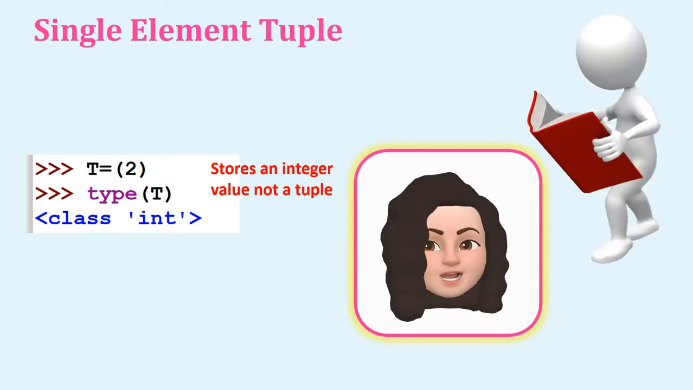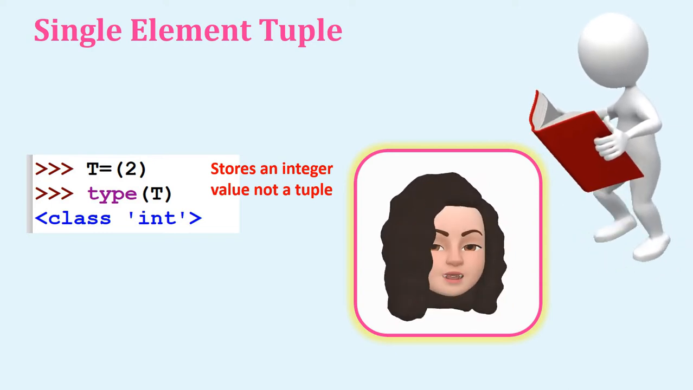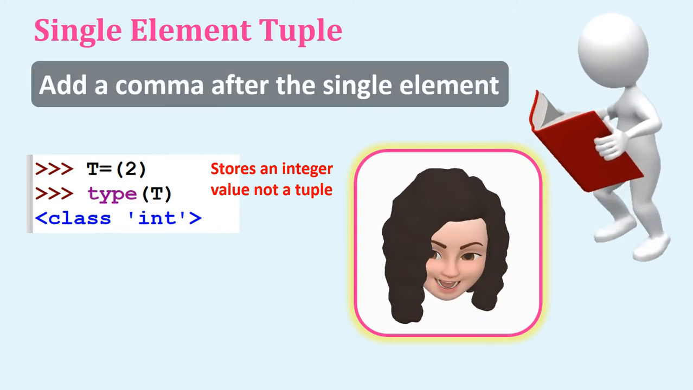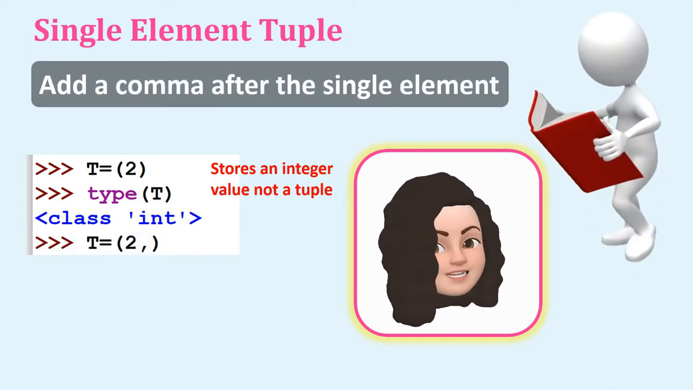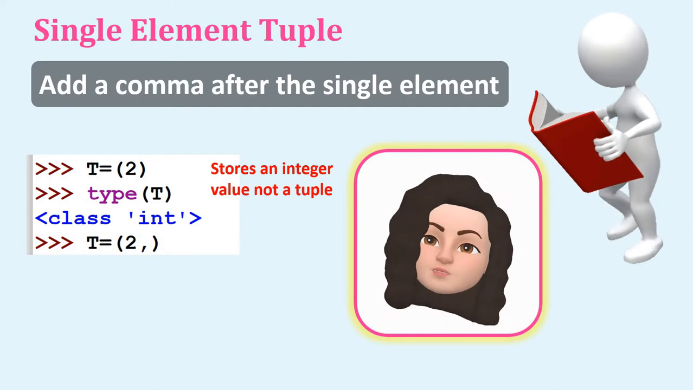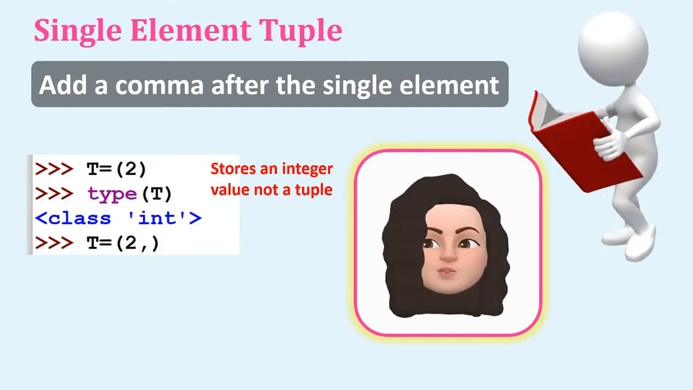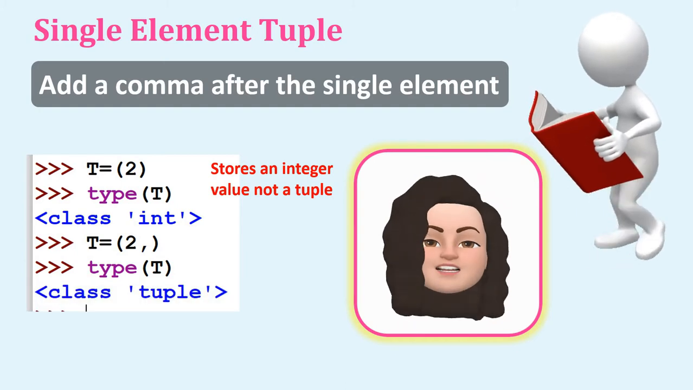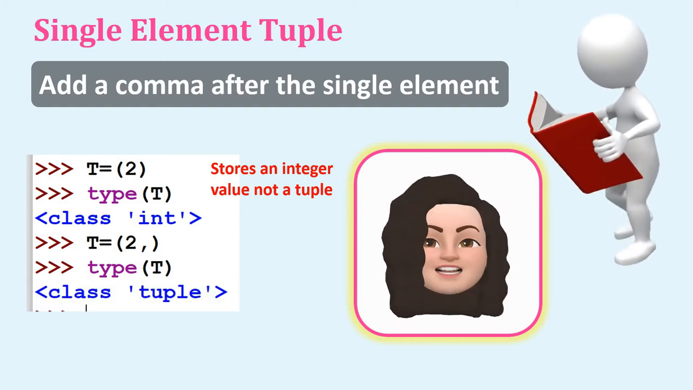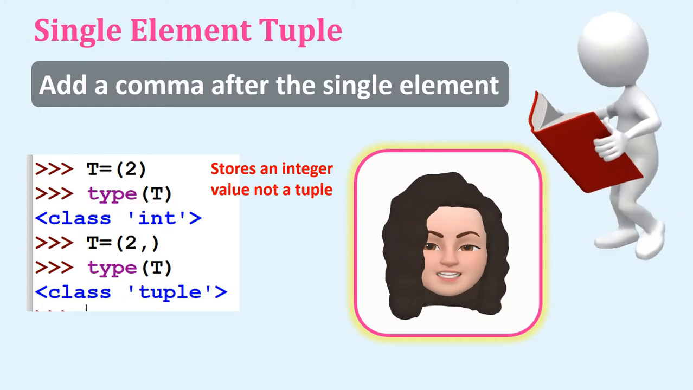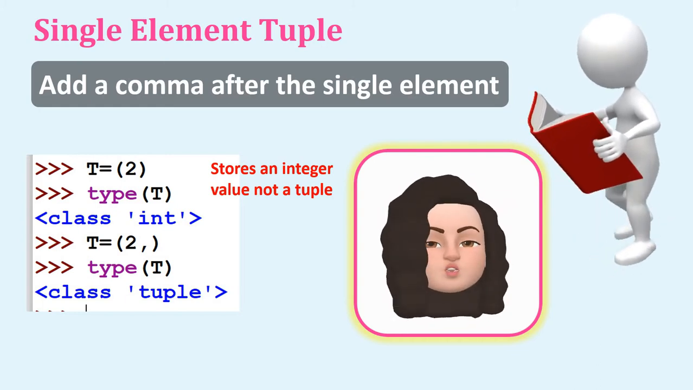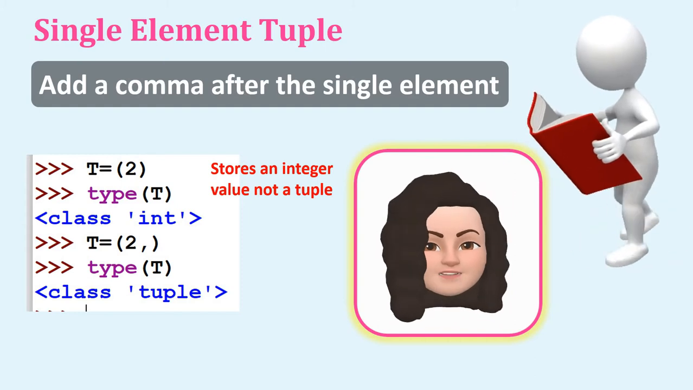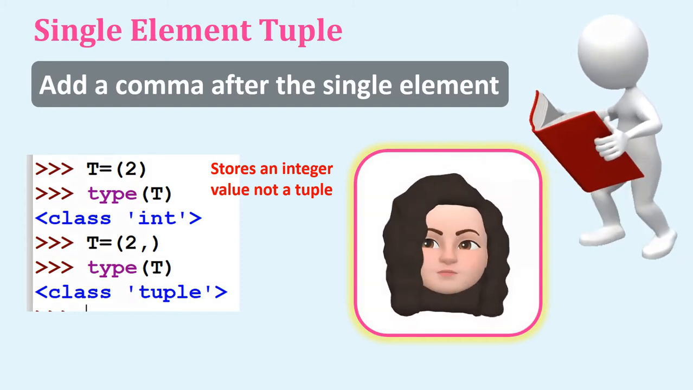So how to create a single element tuple? You have to add a comma after the single element. So t is equal to, within parentheses, the single element 2. Then you have to add a comma after 2. Now let's check the data type of the variable t using type of t. It's displaying class tuple. So now the single element tuple is created. So to create a single element tuple, you have to add a comma after the single element.